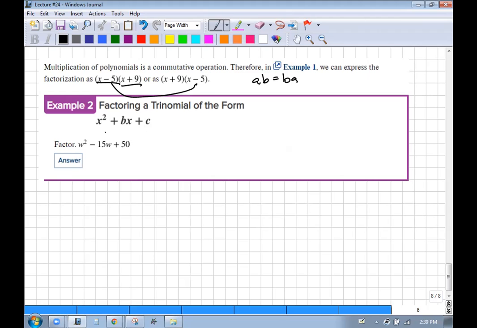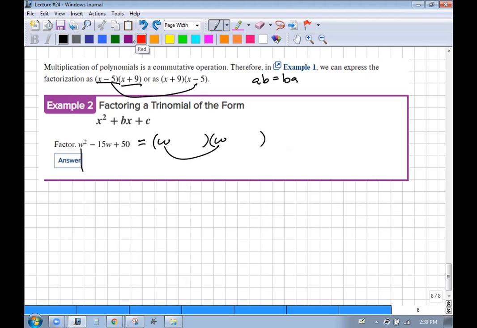So again, this is a trinomial. That's a generic form. We want to do this one specifically. So we have w's here instead of x's. No big deal. A w times a w gives us a w squared. So we need two numbers that multiply to give us 50, but add to give us a negative 15. So in this case, we're going to need two negative numbers because they multiply to give us a positive, but a negative plus a negative will give us a negative.